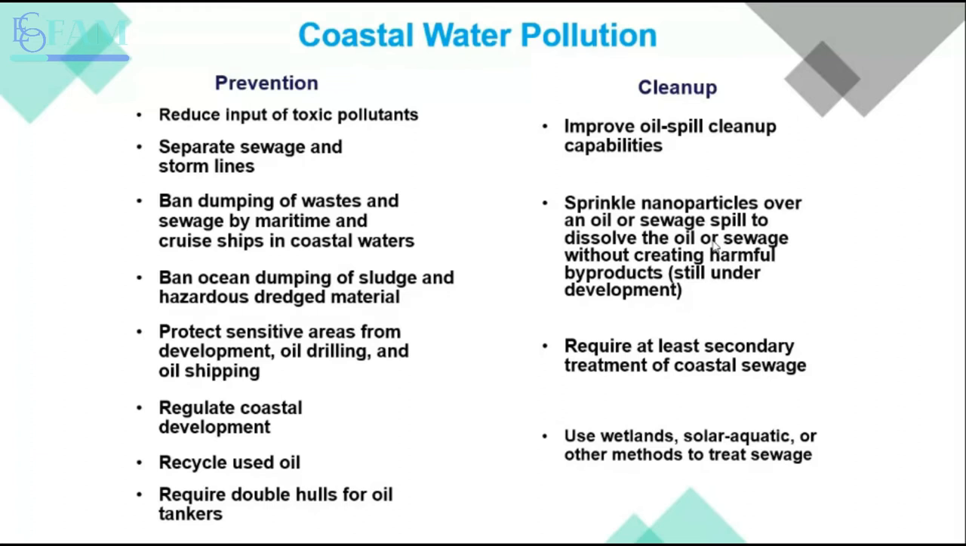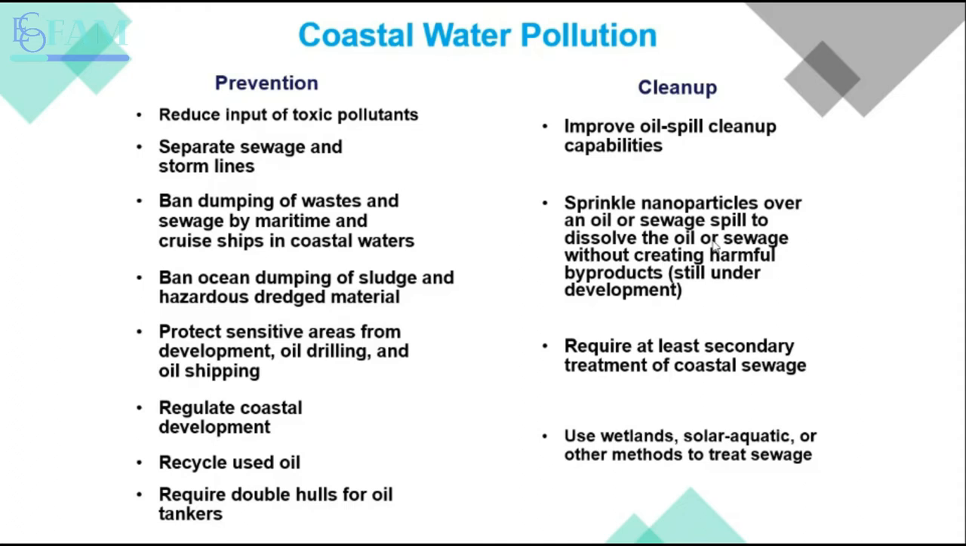Then require at least secondary treatment for coastal sewage. The sewage which is generated in coastal areas, it is not that the ocean water is not impacted if we discharge the sewage. If regular discharge of sewage happens in the coastal water, it definitely impacts the ecosystem. So we should at least treat the sewage water before letting it out into the coastal areas. And most importantly, use of wetlands, solar aquatic or other methods of treatment.